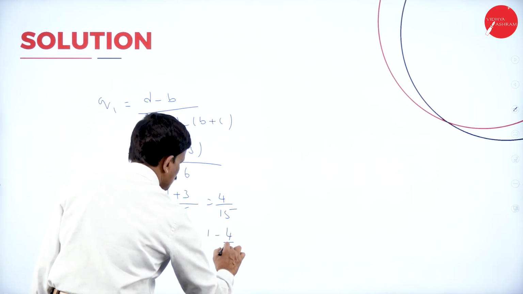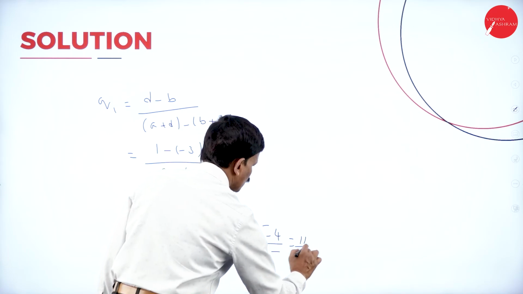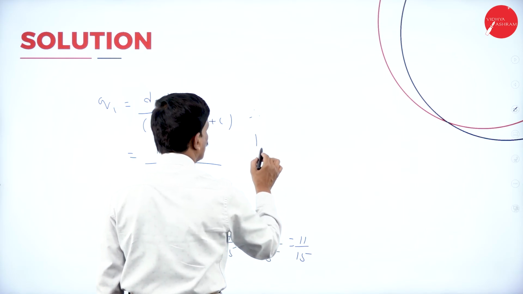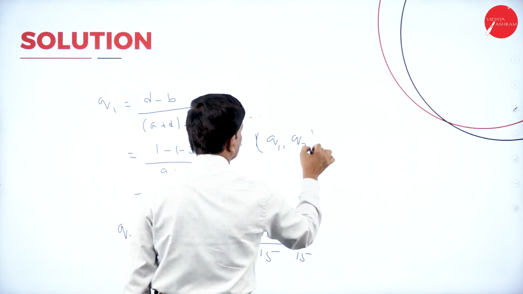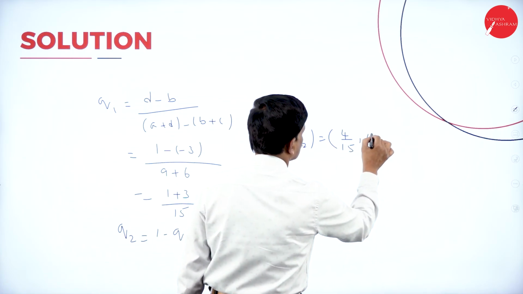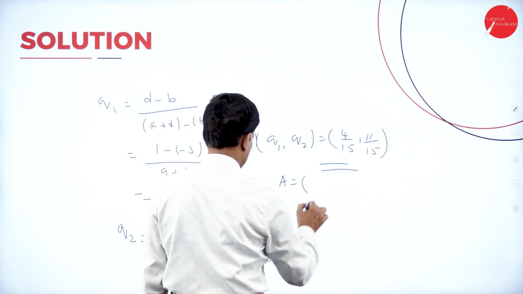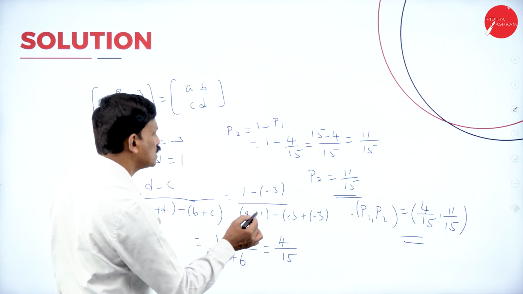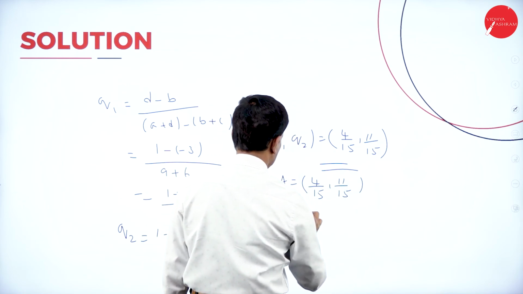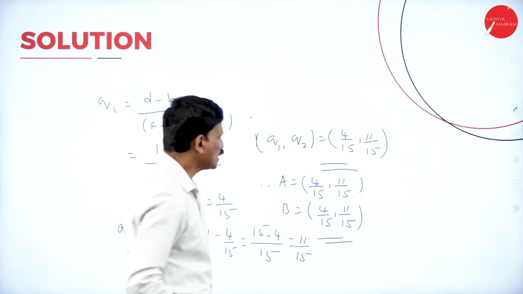Q2 is equal to 1 minus Q1, that is 1 minus 4 by 15. So 15 is LCM, 15 minus 4 is 11 by 15. Therefore Q1 is equal to 4 by 15 and Q2 is also equal to 11 by 15. So A is 4 by 15 comma 11 by 15, and B is equal to 4 by 15 comma 11 by 15. They are the same. A and B are the same values.